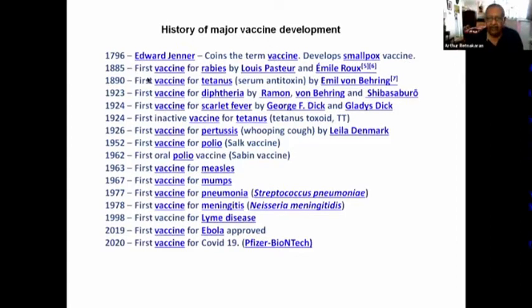Since then, we have vaccines against rabies, tetanus, diphtheria, scarlet fever, and for tetanus, they have used a tetanus toxoid. Pertussis or whooping cough. Polio, they have the one that is injected, that's the Salk vaccine, and the oral one is the Sabin vaccine. Then against measles, mumps, pneumonia, meningitis, Lyme disease, Ebola, and now we have a vaccine against COVID-19. So there are lots more of these produced.